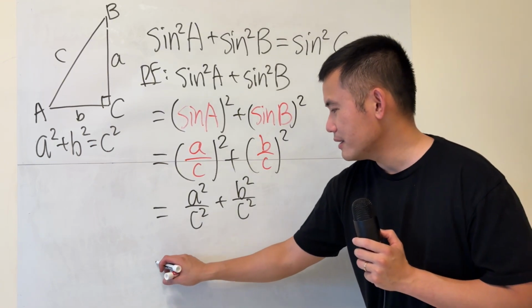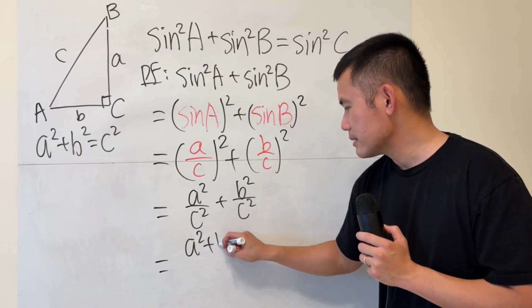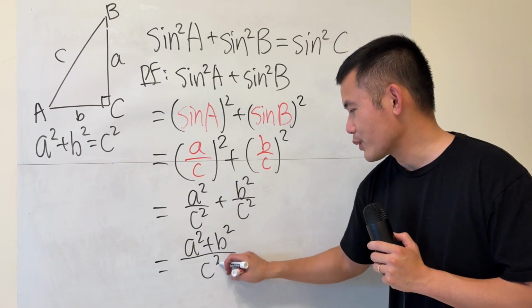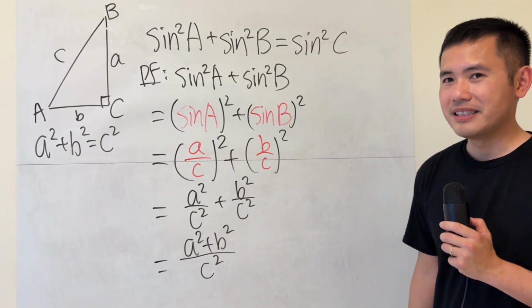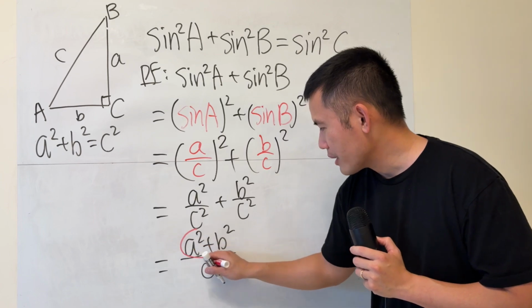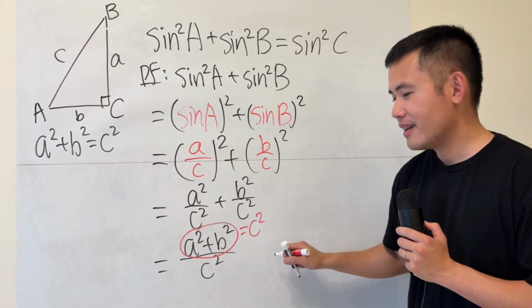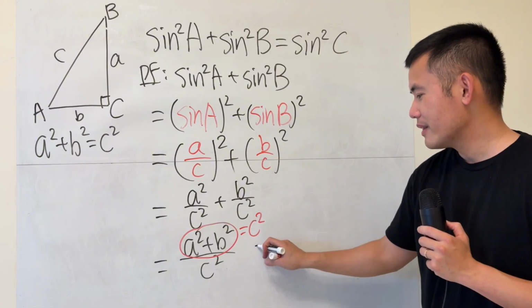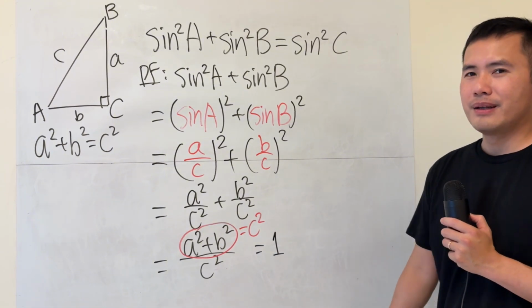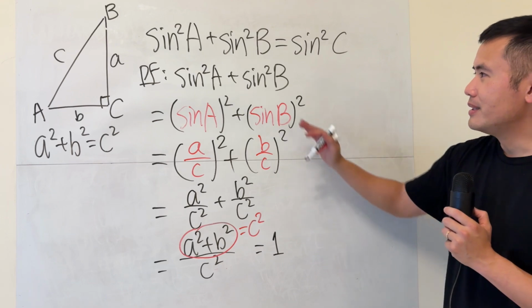We can put them together: A squared plus B squared over C squared. And you know what else is nice? The top right here is precisely C squared. C squared over C squared, that is just equal to 1. Okay, so this is equal to 1.